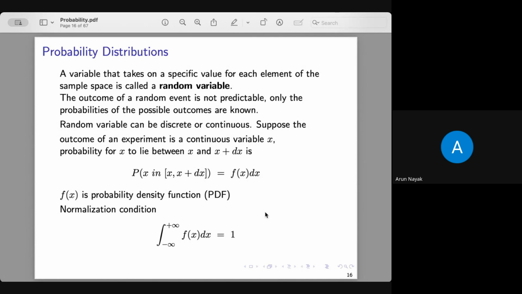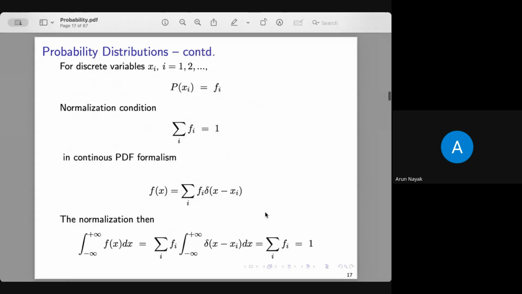Now, this was for the continuous variable. Now we can rewrite the same thing for the discrete variable. So in this case we can assign a fixed number between 0 and 1 to each of the discrete variables xi. So the probability of xi is f of i, and then the normalization condition ensures that the sum of all the fi's is 1.